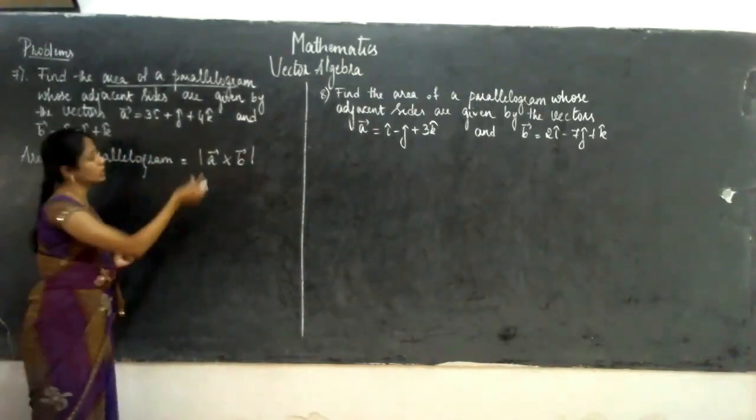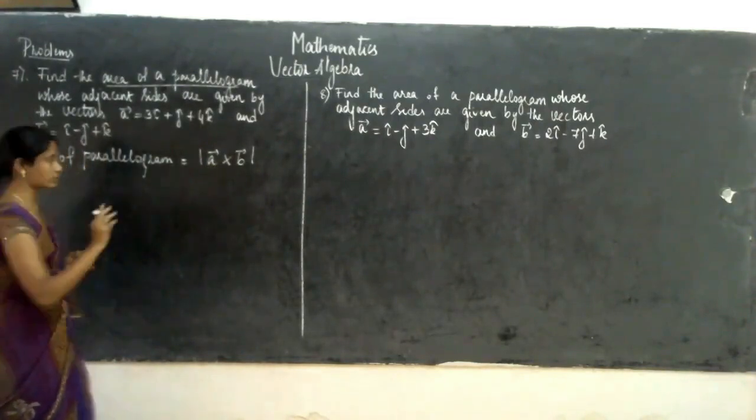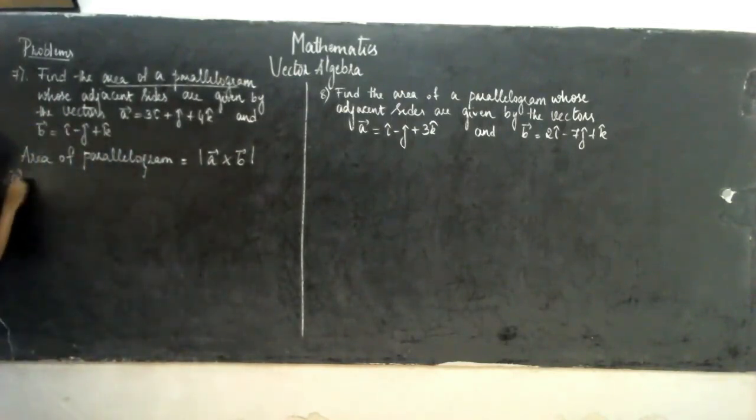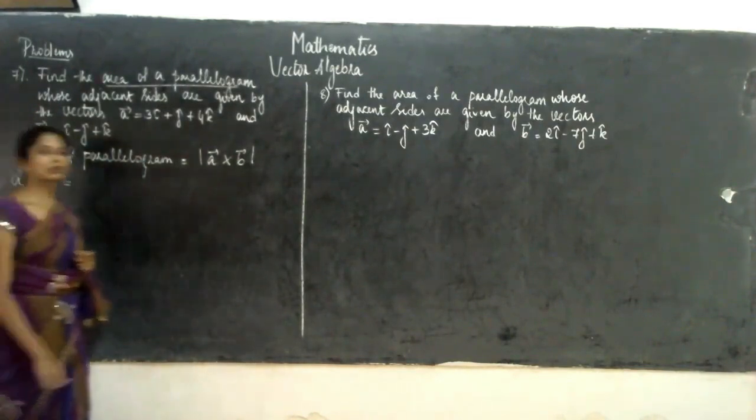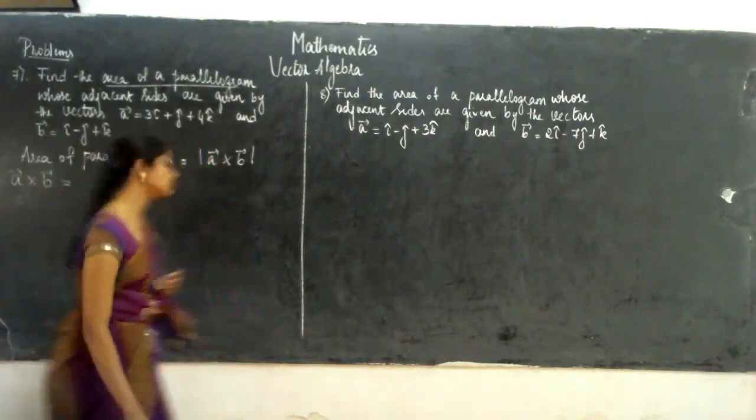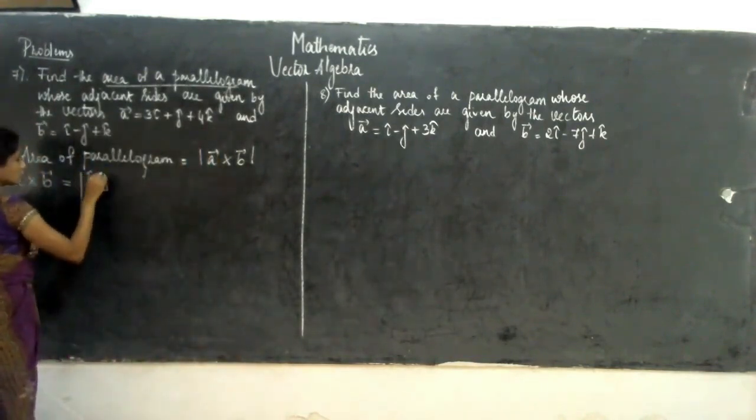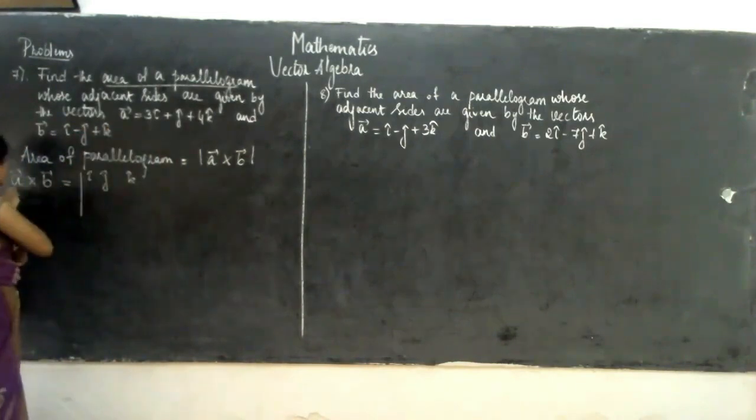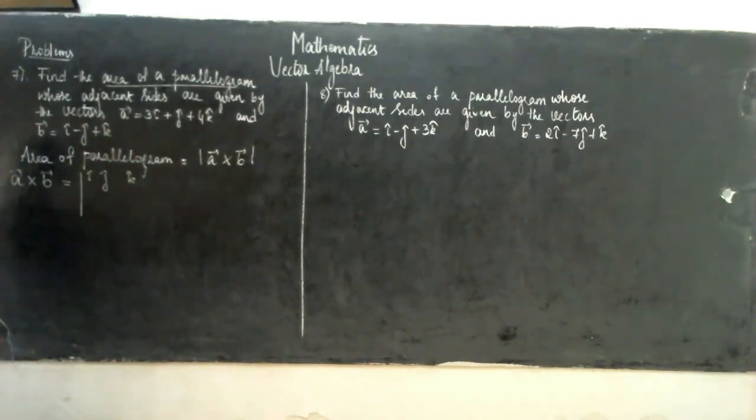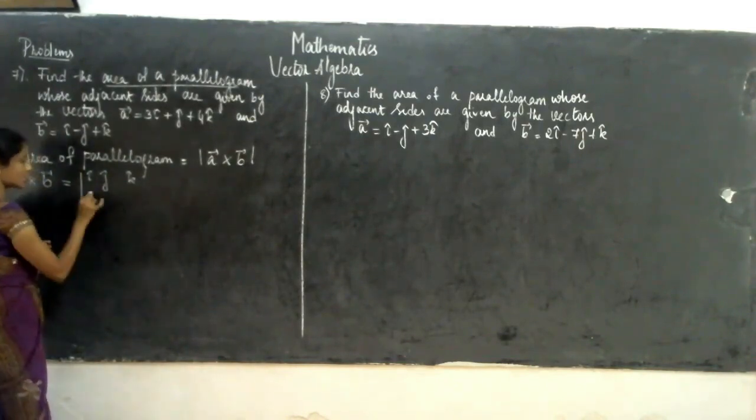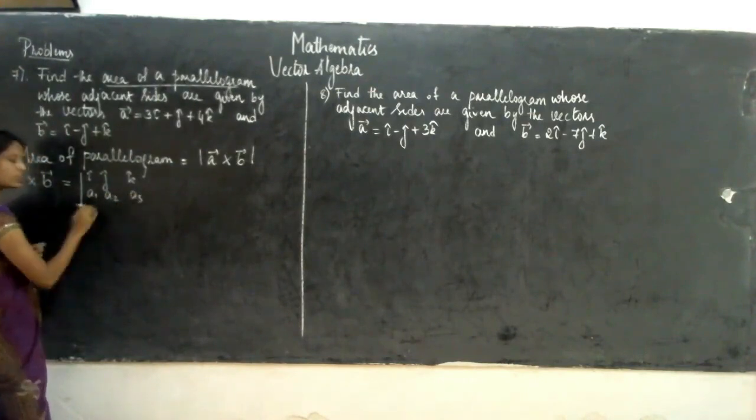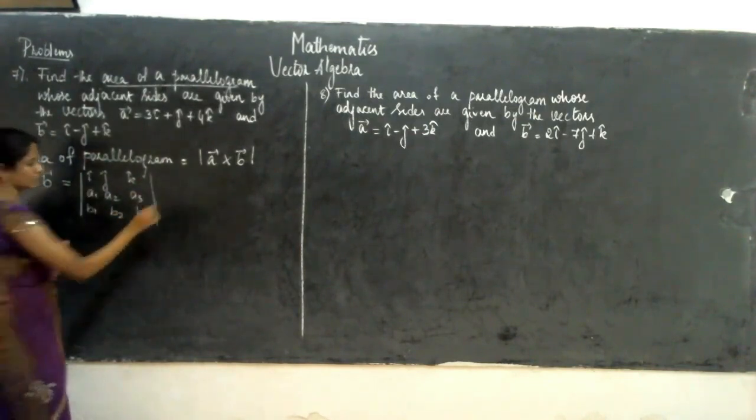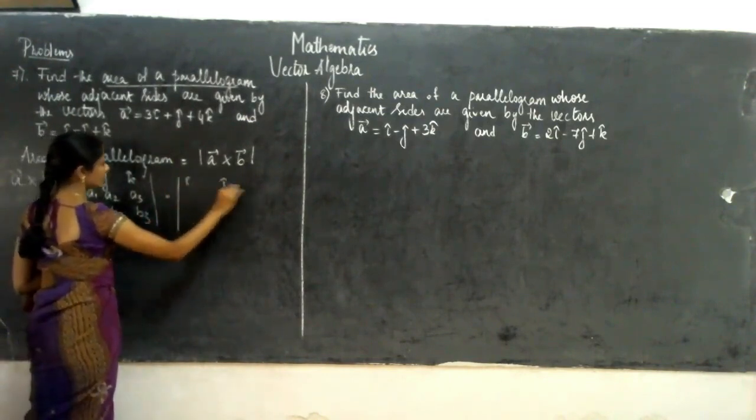First we need to find vector A cross vector B, because they have already given vector A and vector B. In order to find the cross product between the two vectors, we know the formula: I cap, J cap and K cap in our first row. Then the scalar components of the first vector, here vector A, in our second row, and the scalar components of the second vector in the third row.